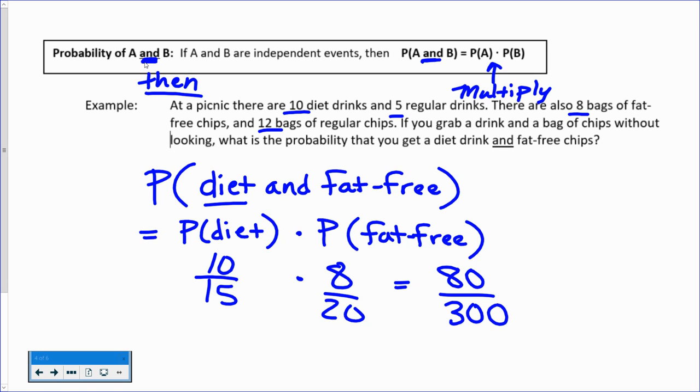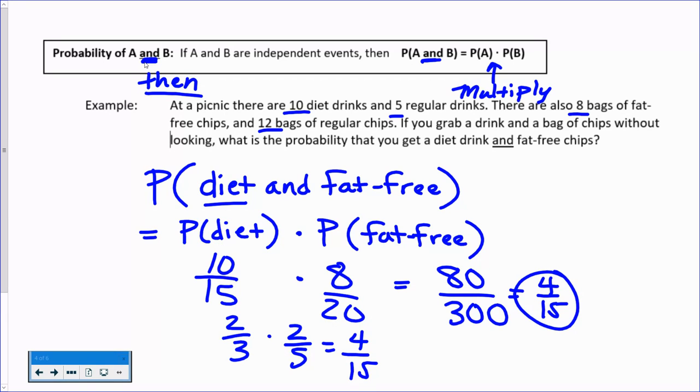Sometimes I like to simplify first, so I simplify each fraction, then I multiply it together. It's whatever is going to be easier for you. So if I simplify, divide each by 5 with the first one, divide each by 4 with the second one, and then I get 4/15ths, which I'd still get 4/15ths either way. So it's up to you how you want to go about that.